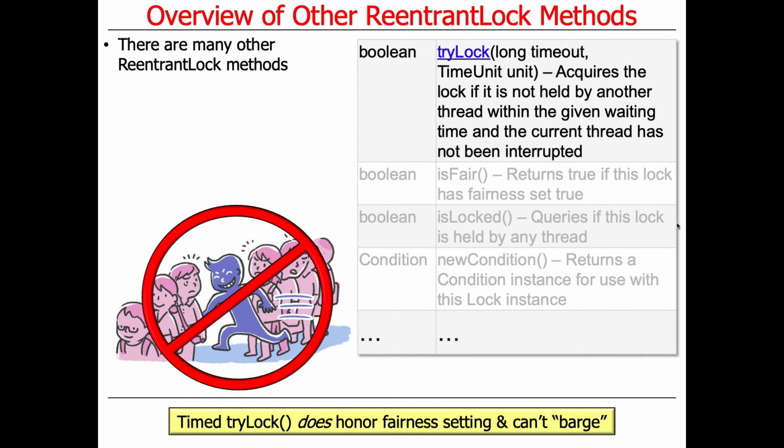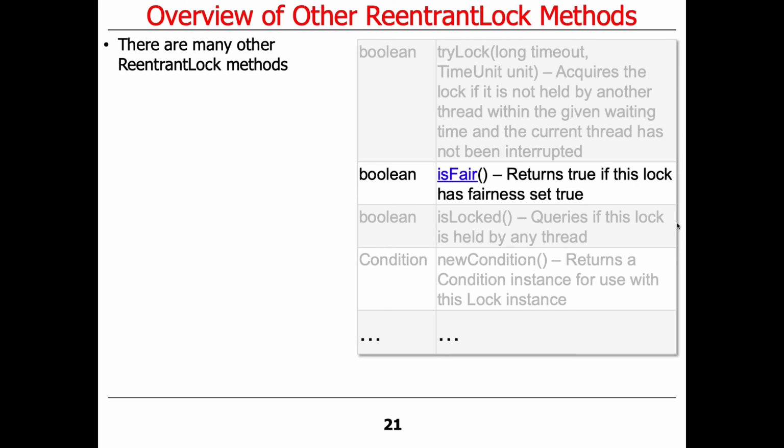So if you want to do a non-blocking, or not very long blocking, timed lock that honors the fairness setting, call try lock with a timeout of 0. And that will honor the fairness setting. So it will not barge ahead of other threads. It'll basically just fail.